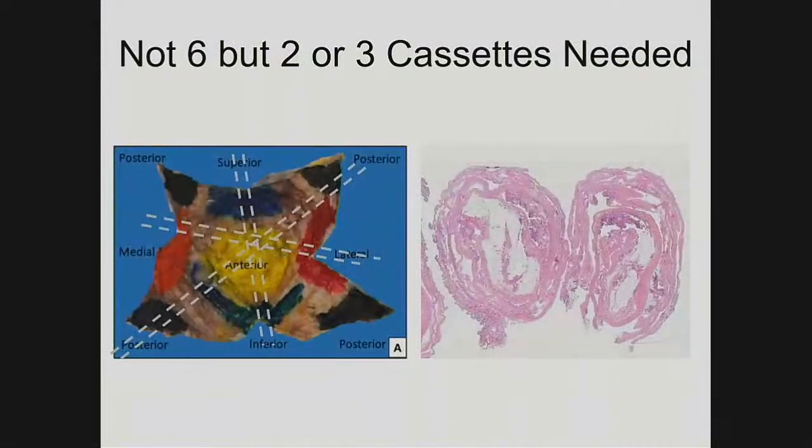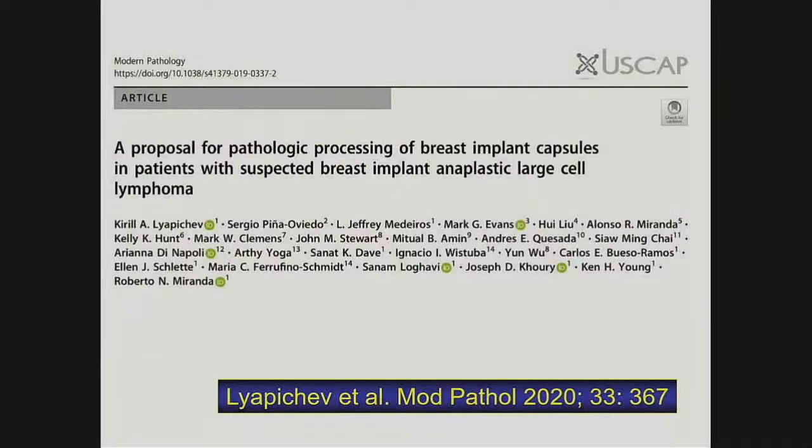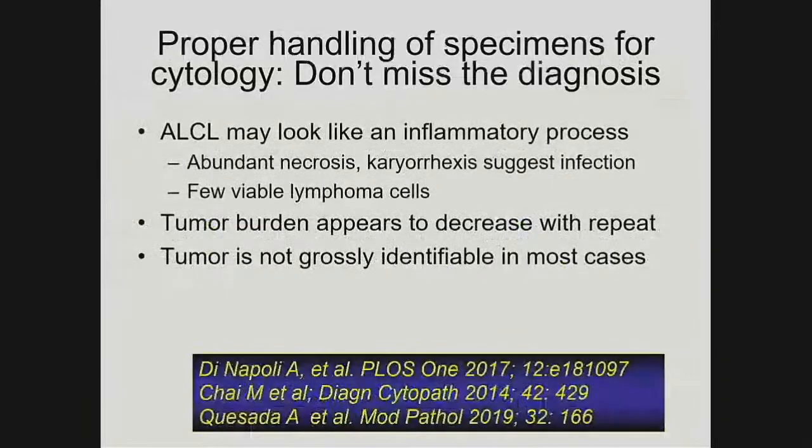So more recently, we're not sending 6 cassettes, but we're sending 2 or 3, which contain extensive large sections of the capsule where we make a roll and put in a cassette, and we can that way have an extensive sampling with just 2 or 3 cassettes. And that obviously is saving some expenses. And we published this procedure in Modern Oncology.